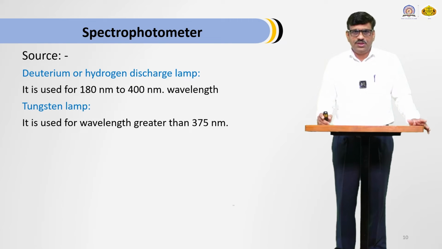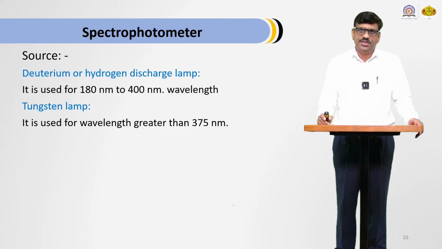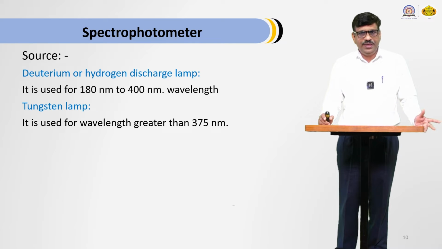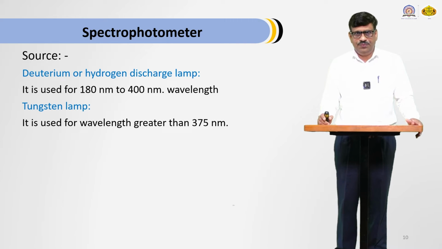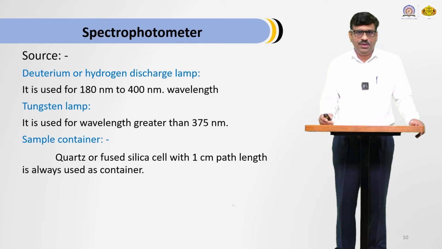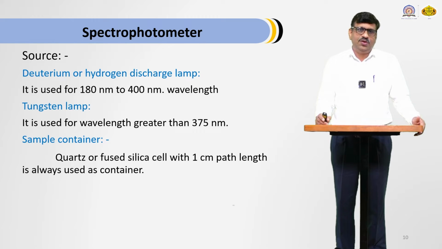Now, source of the spectrophotometer, as I already mentioned, deuterium or hydrogen discharge lamp can be used as a source. It can be used from 180 nanometer to 400 nanometer wavelength, and if we want to use tungsten lamp, it can be used above 375 nanometer. Sample container is the cuvette, and it is made up of quartz or fused silica. Generally, the path length of that cuvette is kept 1 centimeter.